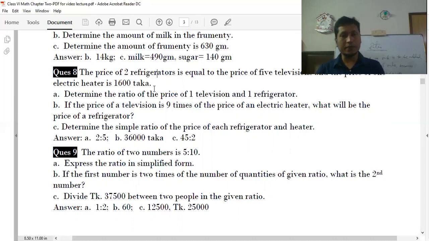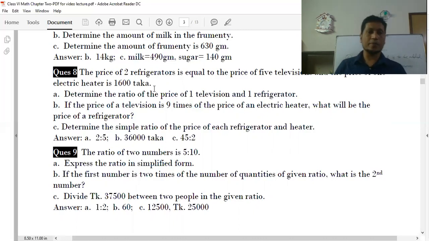Now B says if the price of a television is 9 times the price of an electric heater, that is, one electric heater's price is 1600 taka, what will be the price of one television? That is 9 times the electric heater, so 1600 times 9. If you multiply 1600 by 9, you will get the price of one television. Now, the question says, what will be the price of a refrigerator? The price of 2 refrigerators is equal to the price of 5 televisions. From this, you have to find the price of 5 televisions, and 5 televisions will be equal to 2 refrigerators. So this price will have to be divided by 2. Then you will get the answer of this question.